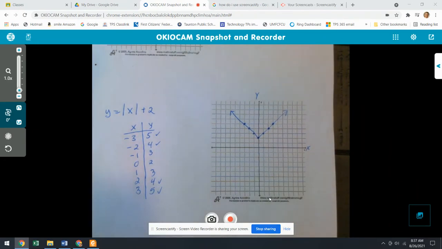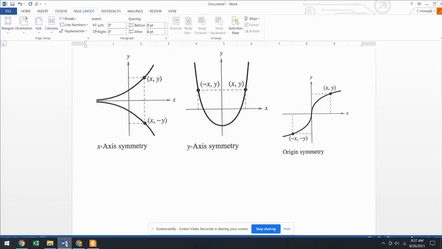Okay, another thing that we're going to explore in Chapter 1.2 is symmetry. And for symmetry, you can have 3 different kinds. You can see the x-axis symmetry. If you have symmetry about the x-axis, that means that if you were to fold the graph along the x-axis, it would match up with itself. The middle picture here on the screen is symmetry about the y-axis. And again, if you were to fold this graph along the y-axis, the graph would match up with itself.